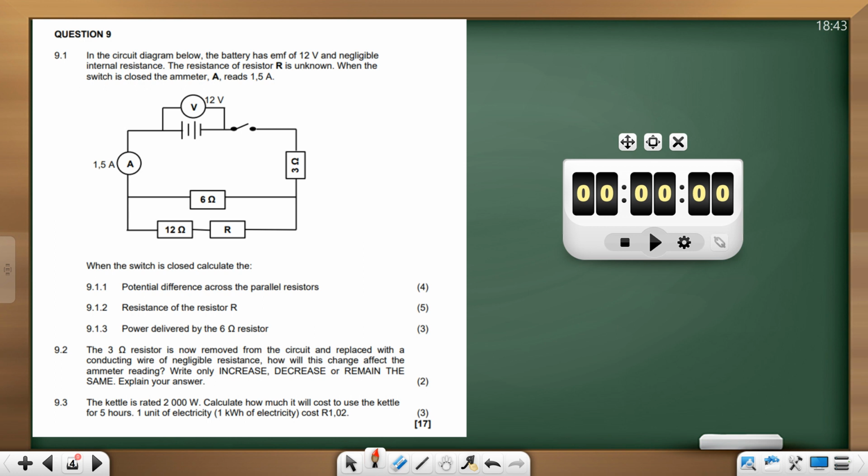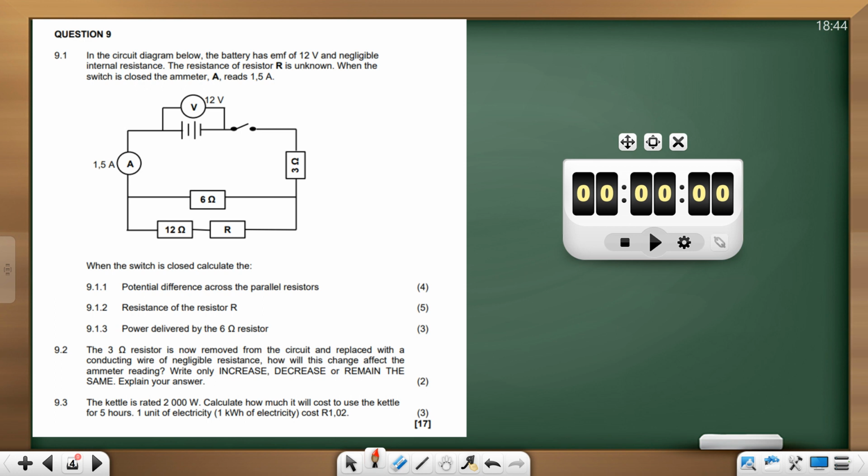All right, in the circuit diagram below, the battery has an EMF of 12 volts and negligible internal resistance. In grade 12, that internal resistance is no longer negligible. The resistance of R is unknown. When the switch is closed, the ammeter reads 1,5. When the switch is closed, calculate the potential difference across the parallel.